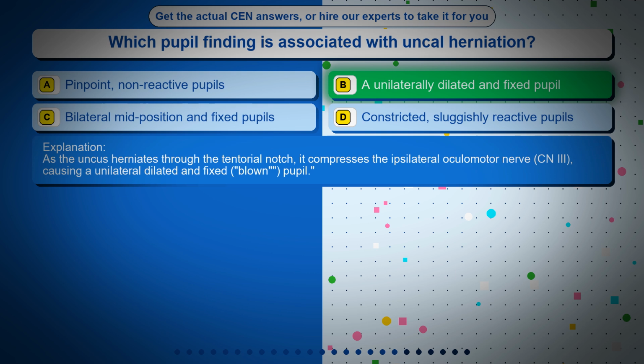As the uncus herniates through the tentorial notch, it compresses the ipsilateral oculomotor nerve, CN3, causing a unilateral dilated and fixed, blown pupil. Question 20.